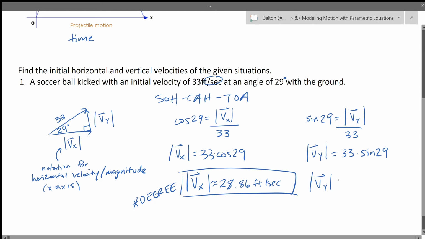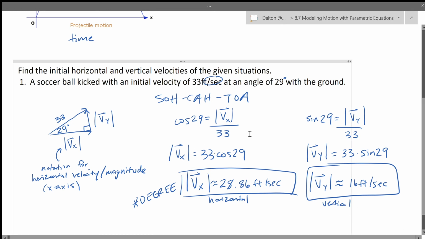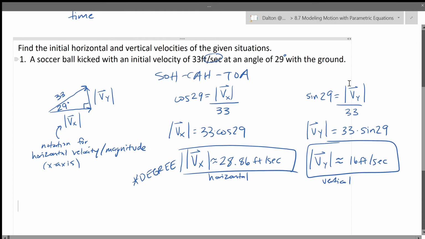And you get your answer is going to be, this should be approximately 16 feet per second. So those are the initial, if you put v sub x, I understand that that is horizontal. Same thing, v sub y. That's an understood notation of vertical. So you don't have to put the words horizontal and vertical. Okay, let's do one more like this.